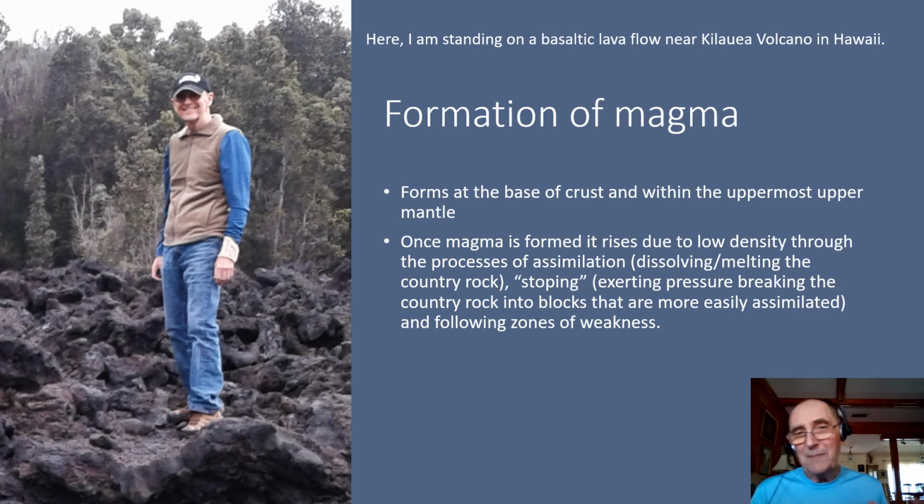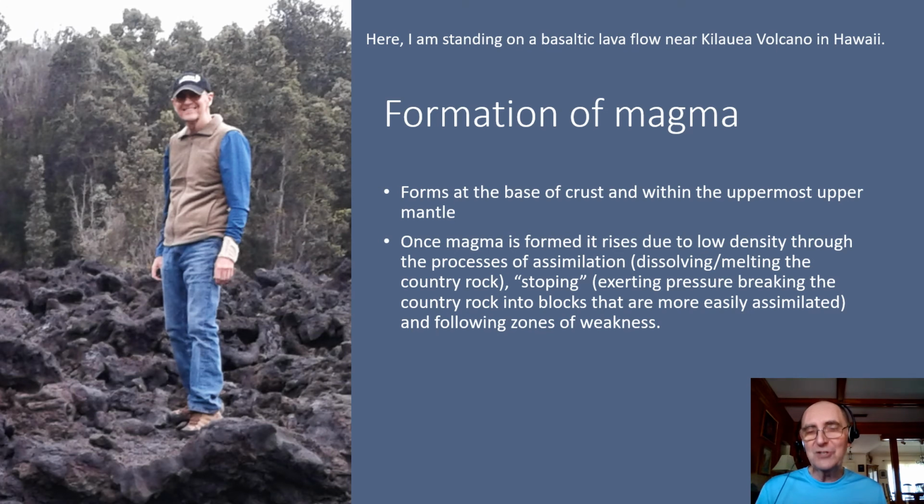Now you should know that magma forms either at the base of the crust or within the uppermost upper mantle. Once magma forms, it has to rise because of its low density. Its density is lower than the solid rock. How does magma rise? Well, any way it wants to. Who's going to argue with magma, right? Well, actually, there are three processes.